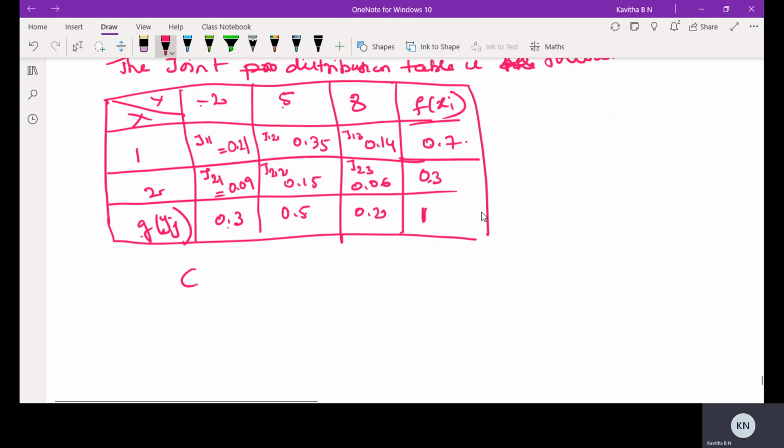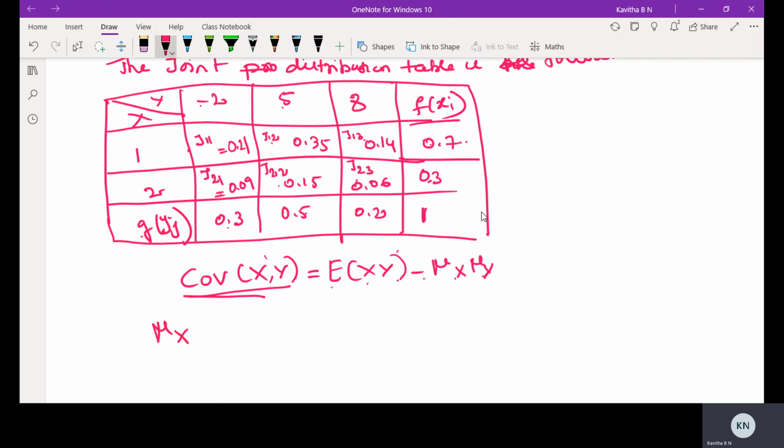Then next, covariance of x comma y is equal to expectation of xy minus mu x into mu y. Okay, we need to find, just now we found j11, j12, j13, j21, j22, j23. In this problem we have to find the covariance of x comma y. The covariance formula is e of xy minus mu of x into mu of y.